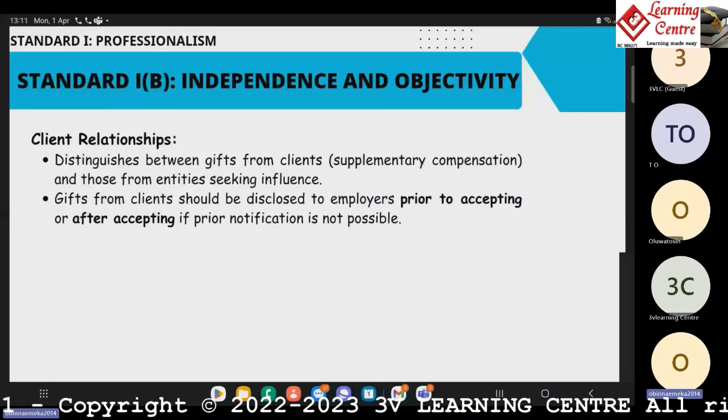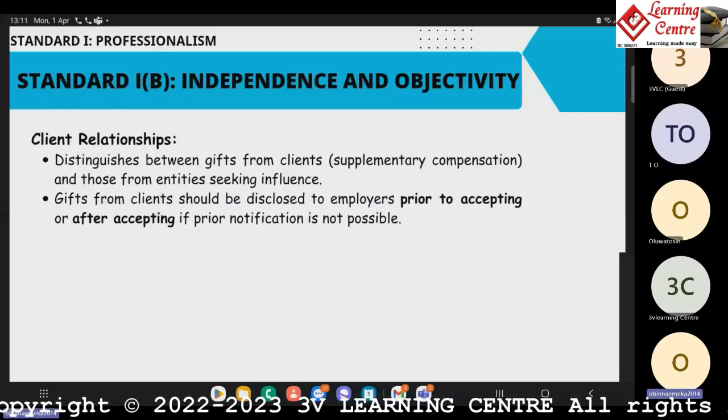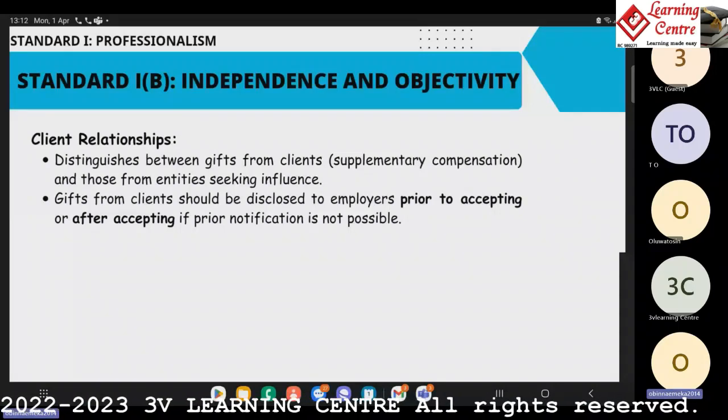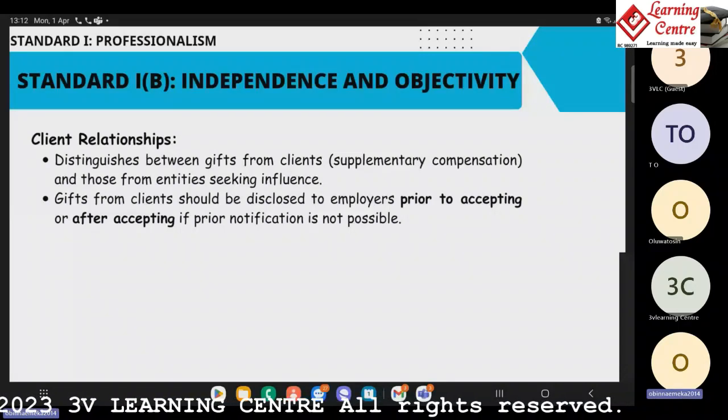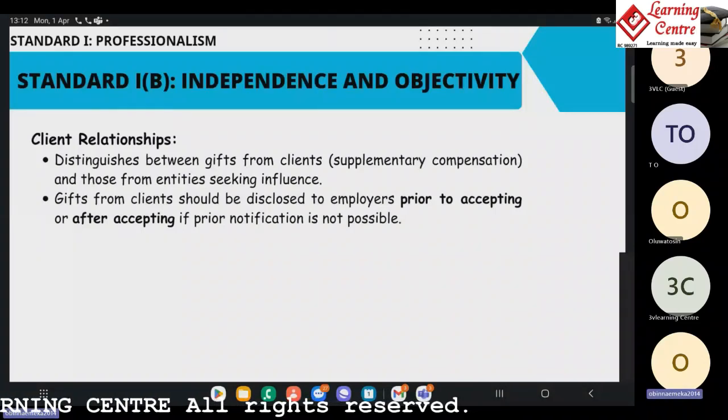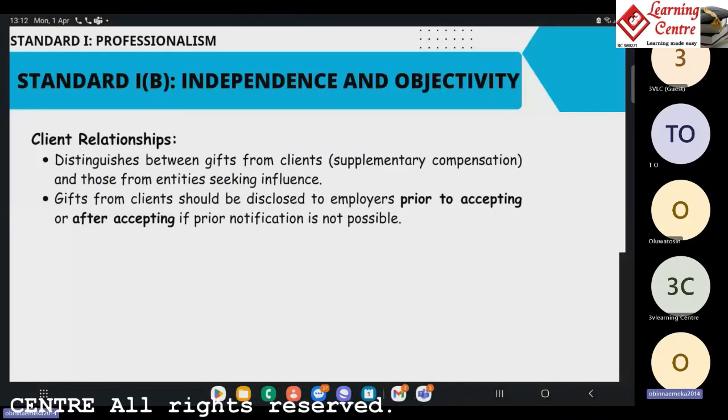So that is why the CFA Institute requires that if clients give you gifts, it's fine, but you have to report that gift to your employer before or after accepting it if you couldn't disclose.